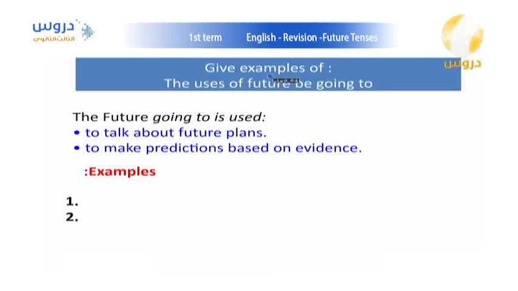Now the future, be going to. Be could be the verb to be, in the present or the past form, like am, is, are. I am going to, he is going to, they are going to. The future "going to" is used to talk about future plans, something you are going to plan in the future, and to make predictions based on evidence.